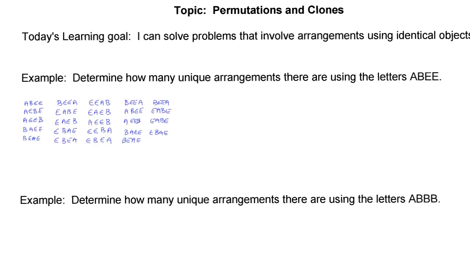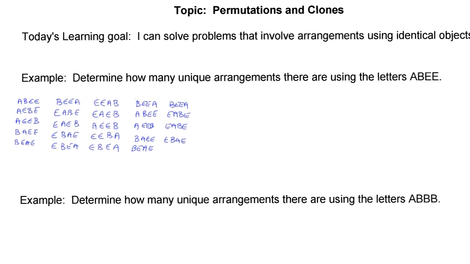All right. So basically, we're going to take a look at arrangements that have identical objects. So this latest project that we have here is we say we're going to determine how many unique arrangements there are using the letters A, B, E, E. So there are two letters that are identical.